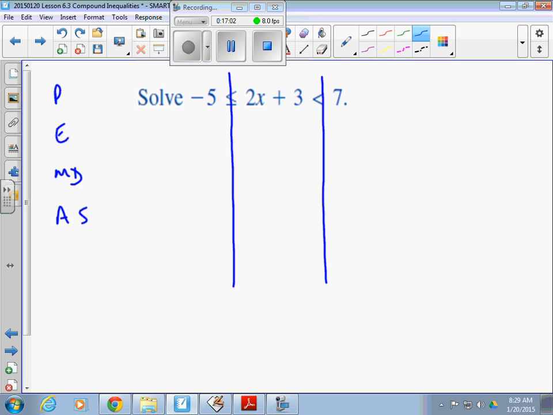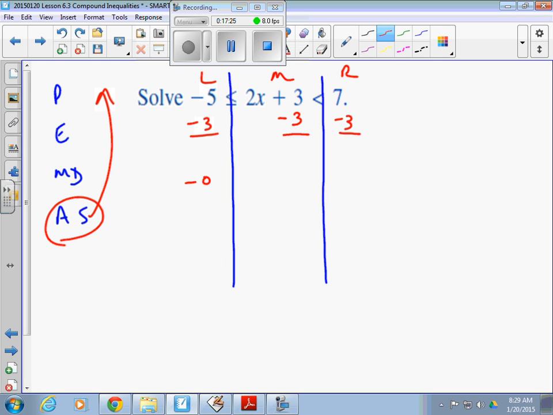Okay, this is an and inequality since the variable is in between two inequality symbols. There's a left side, a right side, and a middle. Whatever you do to the middle, you have to do to the left and the right. Remember, you work your order of operations backwards. You look for any addition and subtraction. It says plus 3 to start. So you subtract 3. When you do it there, you have to do it to the left and the right side. -5 minus 3 is -8.